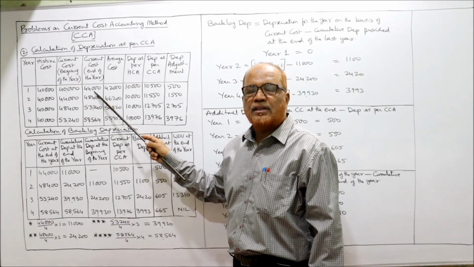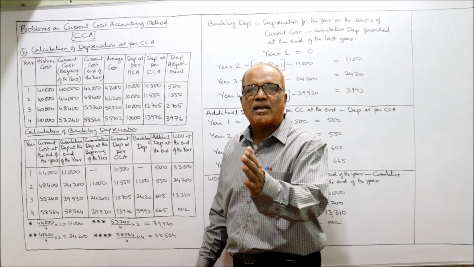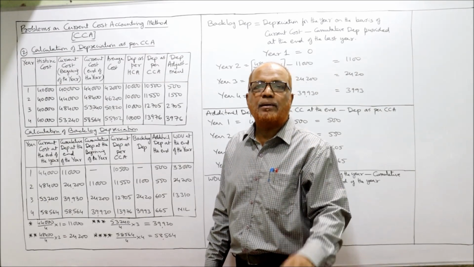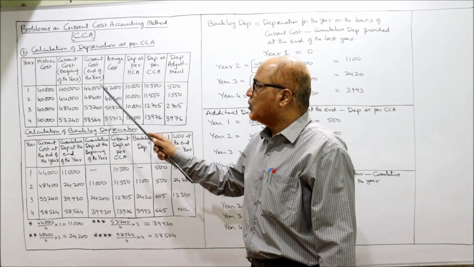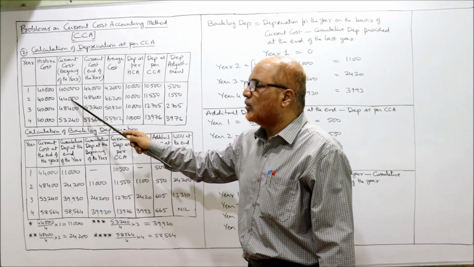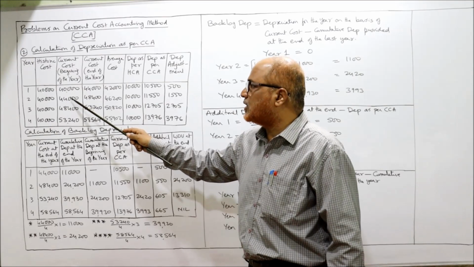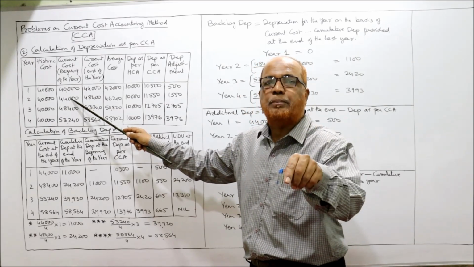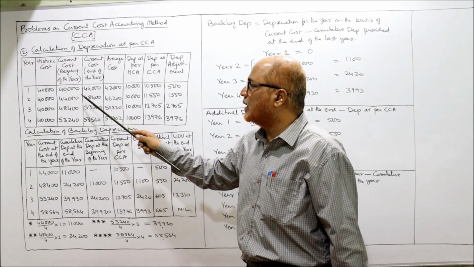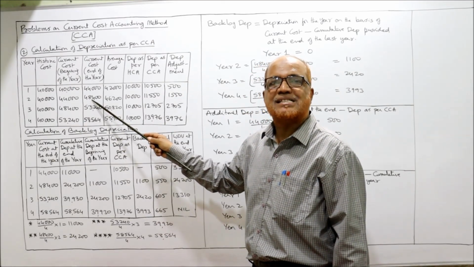Now, the end of the first year will become the beginning of the second year. The closing balance of the first year will become the opening balance of the second year. So this 44,000 will become the beginning of the next year. Now, at the end of the second year, again a 10% increase, 44,000 into 10%. Add up, you will get 48,400. This is the closing value of the machine at the end of the second year.